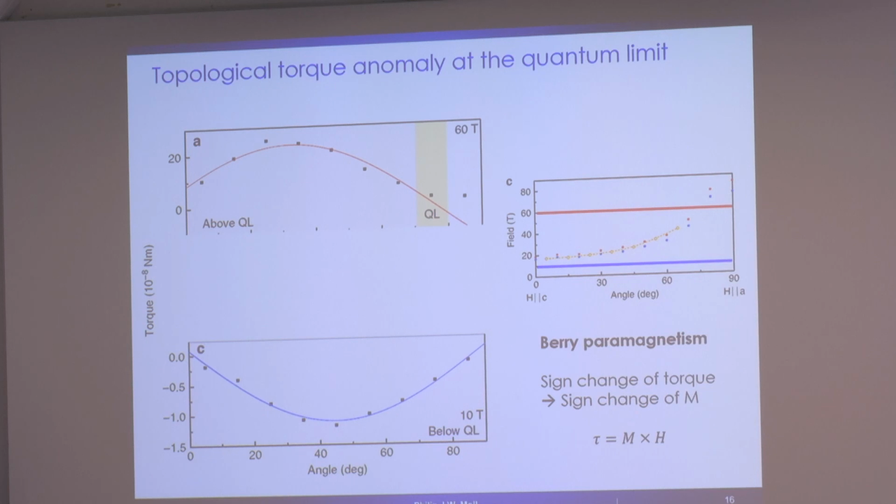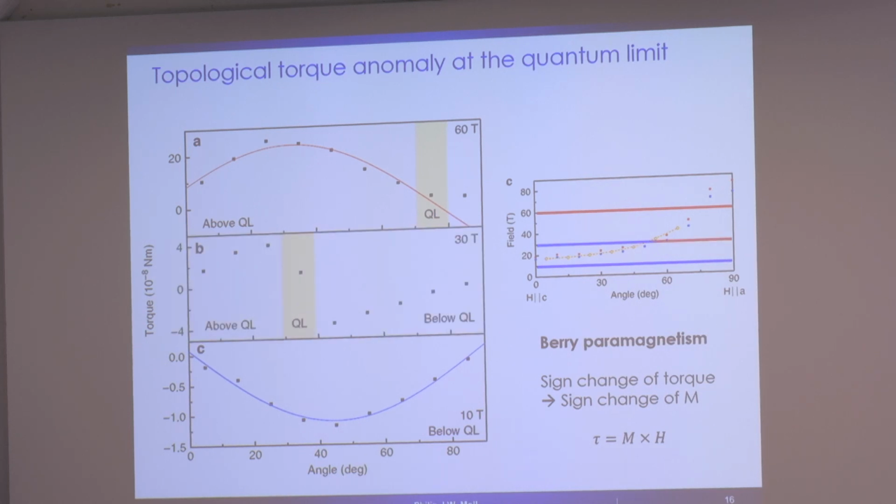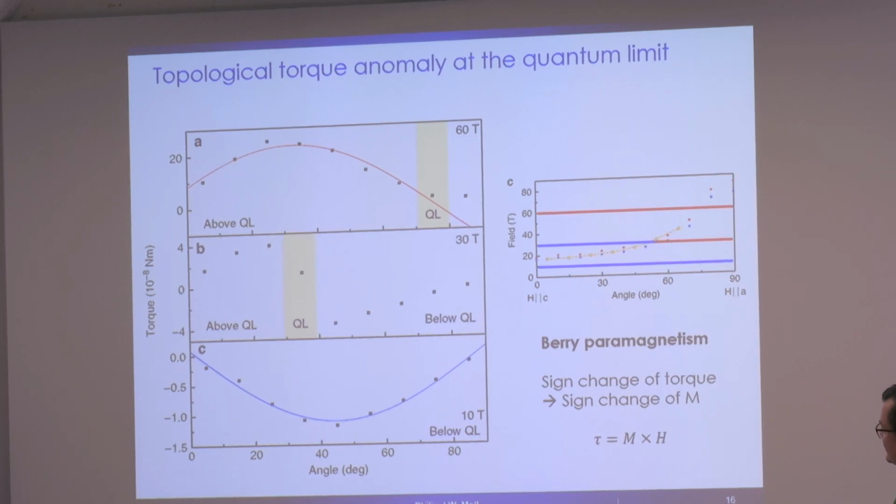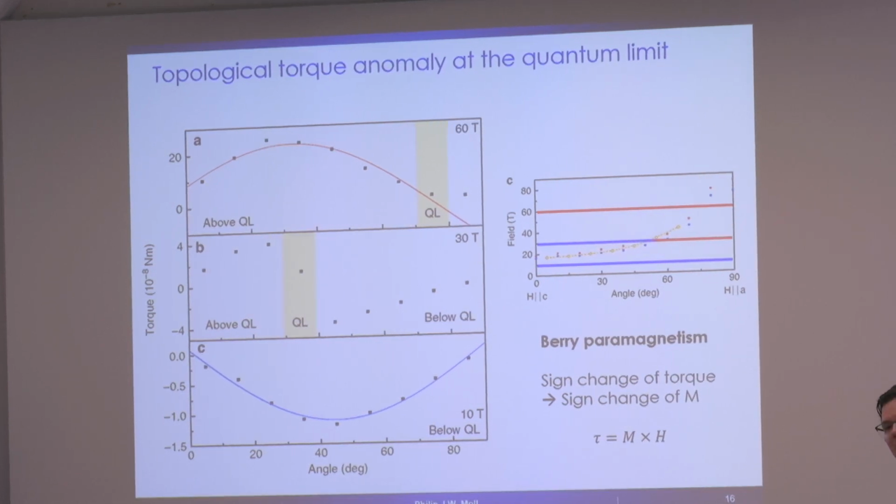And of course, you can do more fun things, like you can go to some intermediate fields, where it starts out in one state, and once you're above this threshold, it goes to the quantum limit, now as a function of angle, and it has the opposite response. So really, this sign change is a part of this type of physics. Okay, I've just shown you this to convince you that this is something that you can do experimentally.